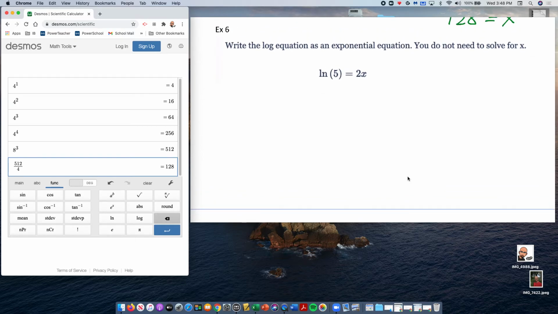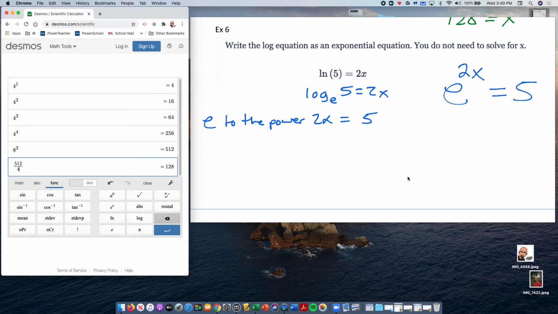Now, remember, this is the natural log. So another way of writing this would be log base e of 5 is equal to 2x. So this is e to the power 2x is equal to 5. So if we did this, e to the 2x is equal to 5. Converting back and forth is an important piece. This is something that I know that they put on an ACT or an SAT all the time.